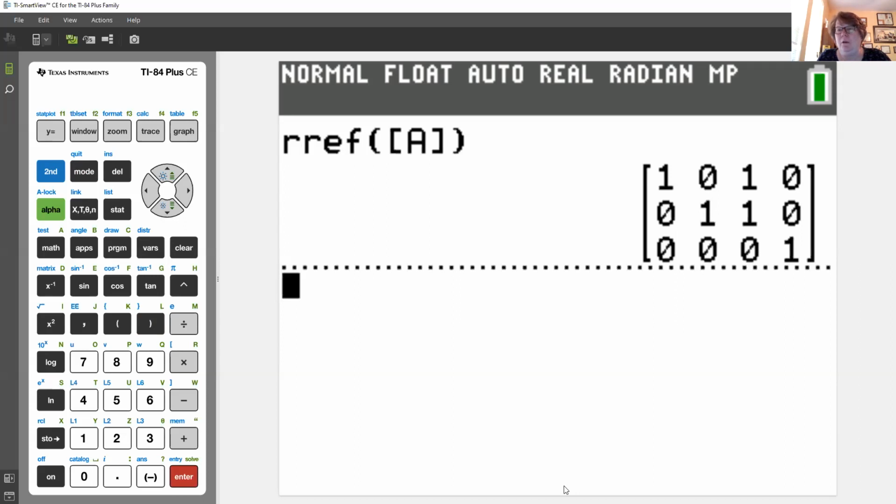Now look at the third row. Well, now I have a problem. Because the third row says 0, 0, 0, 1, which says that 0x plus 0y plus 0z equals 1. So that third row says 0 equals 1. I don't think so. 0 cannot equal 1.